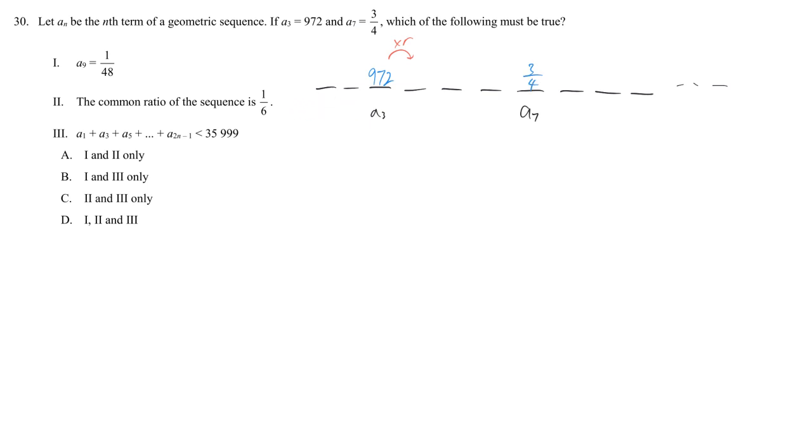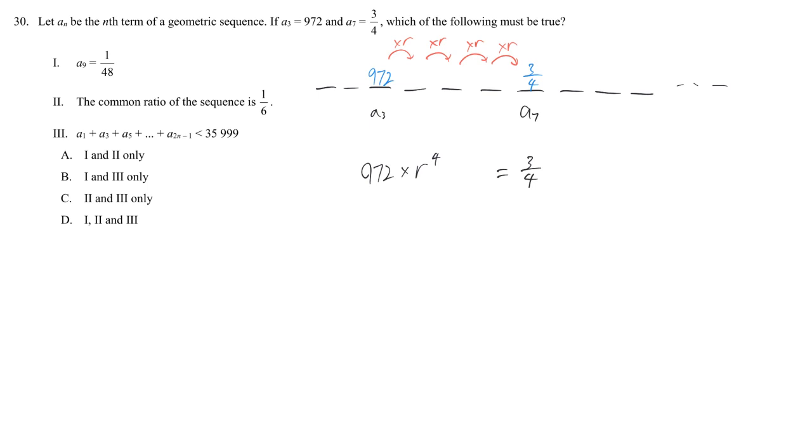The first, second, fourth terms and so on, we don't know yet, and at this moment we are not interested in them. So from the third term, we jump 1 time, 2 times, 3 times, 4 times, and then finally it will become 3/4. To write the equation, 972 times r to the power 4 becomes 3/4.